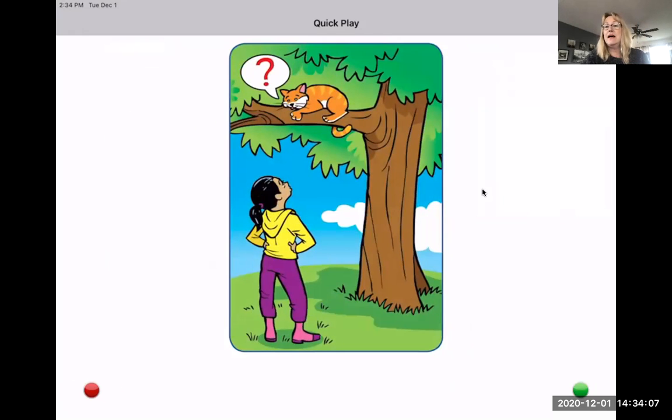All right, if cats could talk, this one's asking a question. And it looks like it might be stuck in the tree. So maybe will, could. Okay. Maybe the kitty is saying, will you help get me down? Could you help get me down? Do you think you could give me a little help here? Okay.